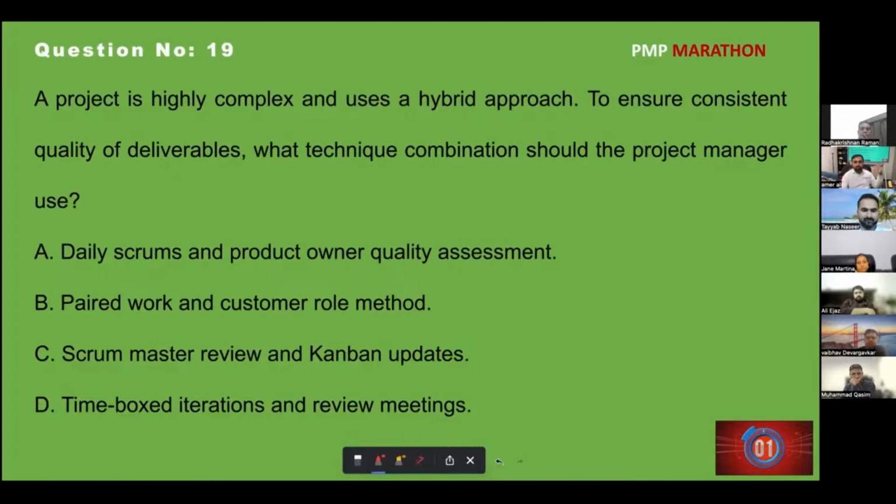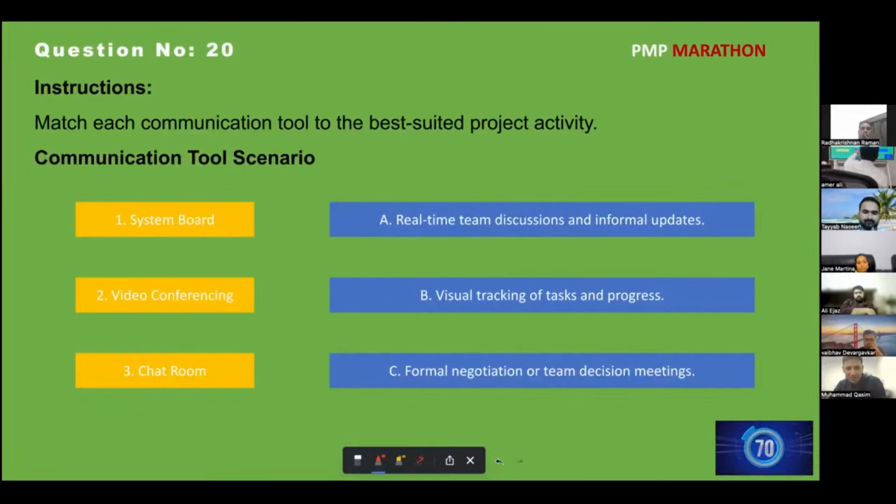No. So the two events that we use are time-boxed iteration, so that we can check, and the sprint review meeting. That is the purpose of that. D is the right answer. Most of you put it this way. Okay.